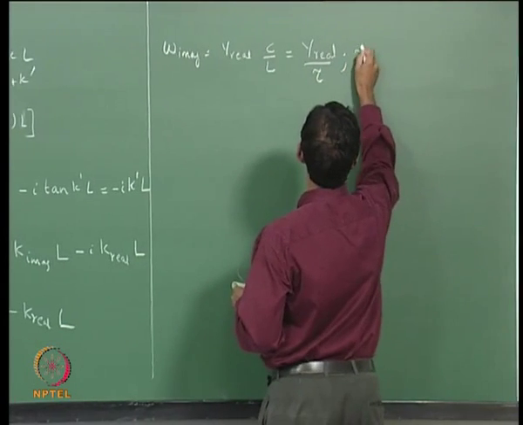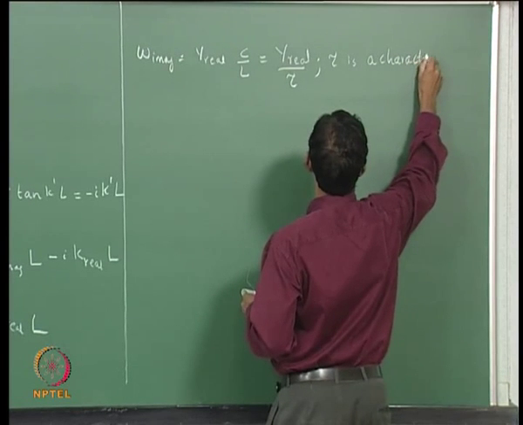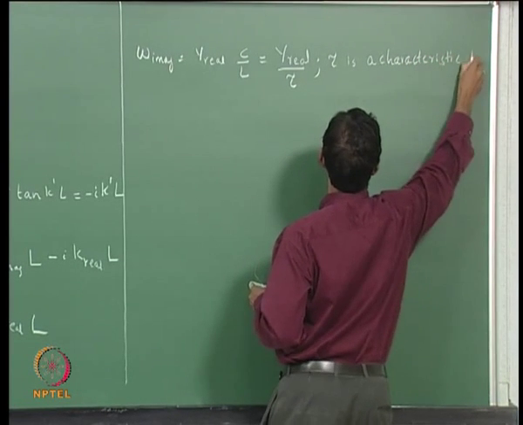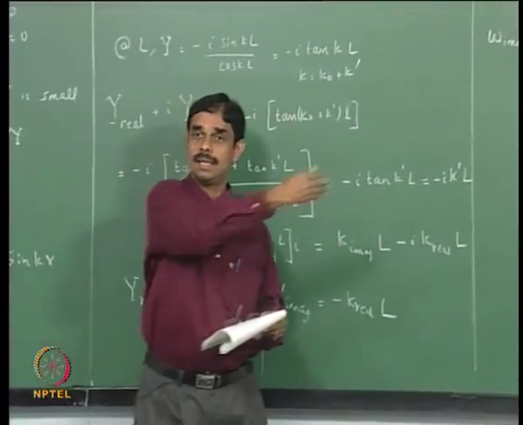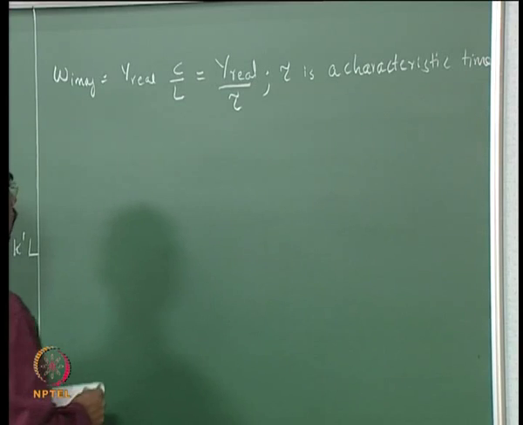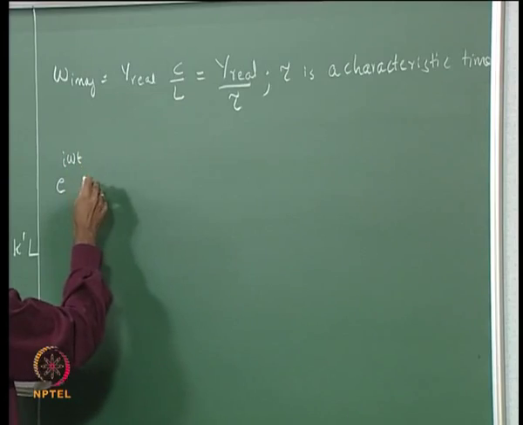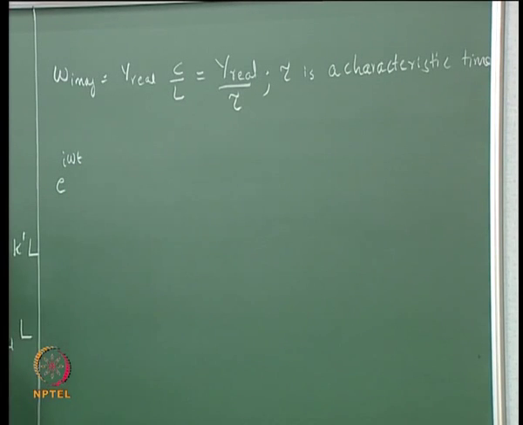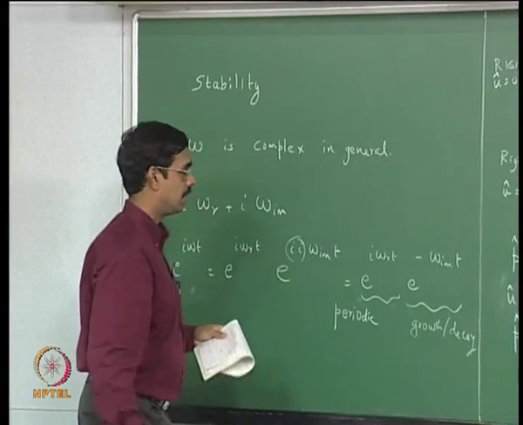It is a natural time scale in our problem because we have a length L and the sound wave is going. So L over C is the time taken for the sound wave to come in. So if we look at our term e power i omega t, we have written here that e power i omega t was equal to e power i omega real t times e power minus omega imaginary t.